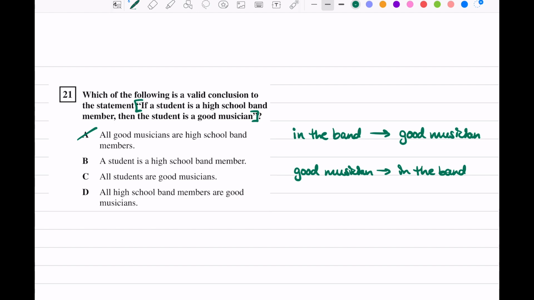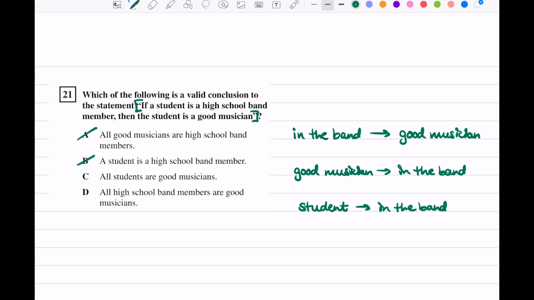Option B says a student is a high school band member. So it's saying if you're a student, then you're in the band. That's not what our original statement was saying. Our original statement said if a student is in the band, then they're a good musician. Not that every student is in the band.